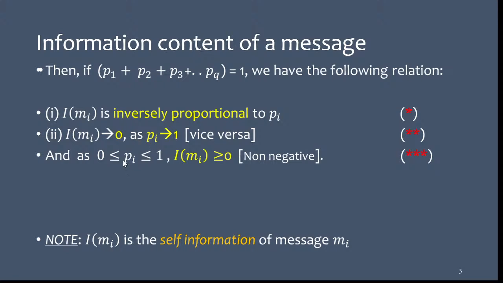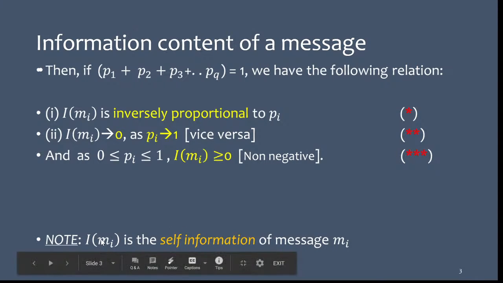In general, the probability value will vary between 0 and 1. The maximum value of probability is 1 when we sum up all the probabilities. Then the information carried by such an event or message will be equal to 0 or greater than 0. So it is always a non-negative quantity, a positive quantity. So I(Mi) is nothing but the information carried, or the self-information, of the message Mi.